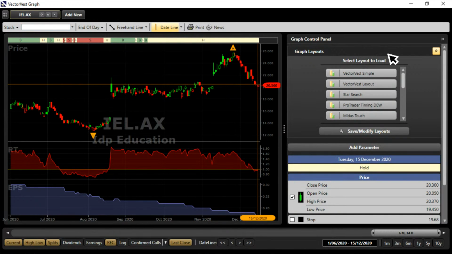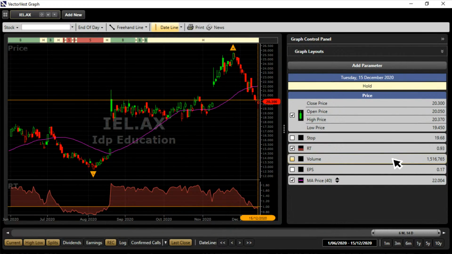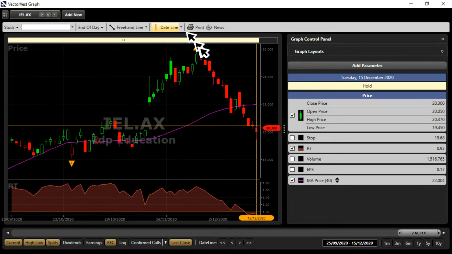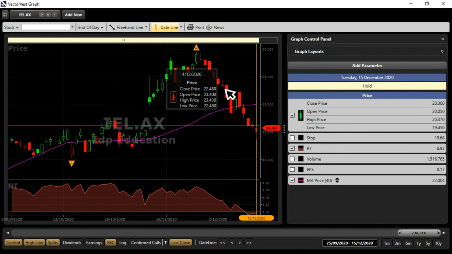On your graph layout, you want to make that the VectorVest layout. Graph layout, VectorVest layout, and it works as follows. Here are the 4 steps. I'll zoom it in just a tad. Step number 1, price and direction going against you. Is that being met at the moment? Are you starting to get price direction? Is there volatility? Is it starting to go against you? Yep, step 1's being met.